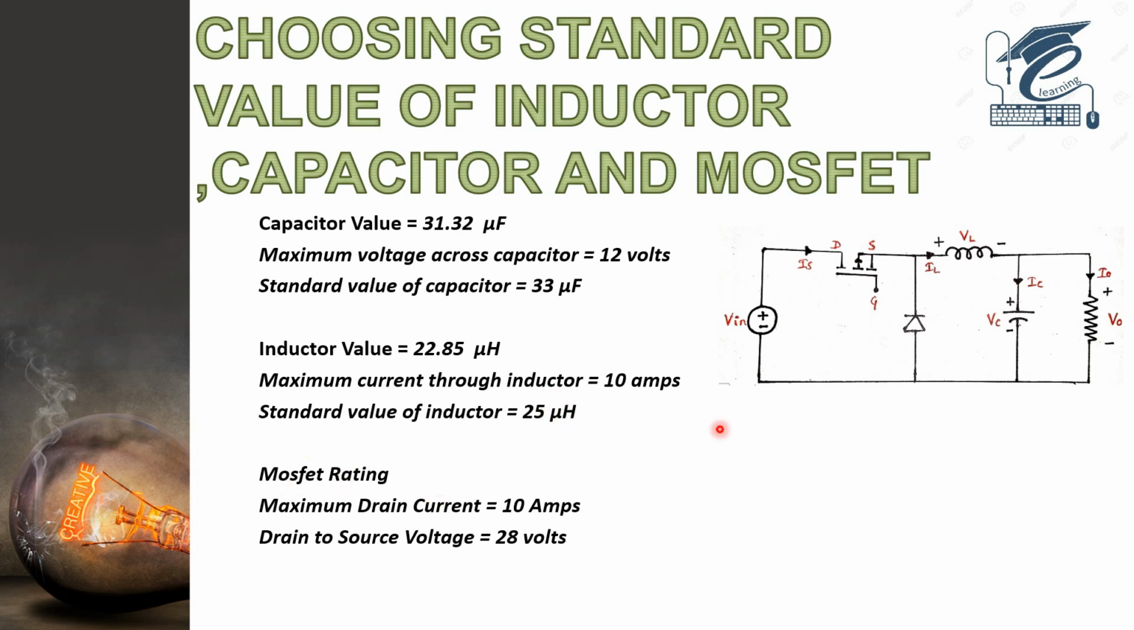For the MOSFET rating, when the switch is off, the input voltage comes across the MOSFET. So the drain to source voltage should be 28 volts or more, and the drain current should be 10 amperes, which is the maximum current that flows through this circuit. Now let me tell you how to search for these standard values of capacitor and inductor.